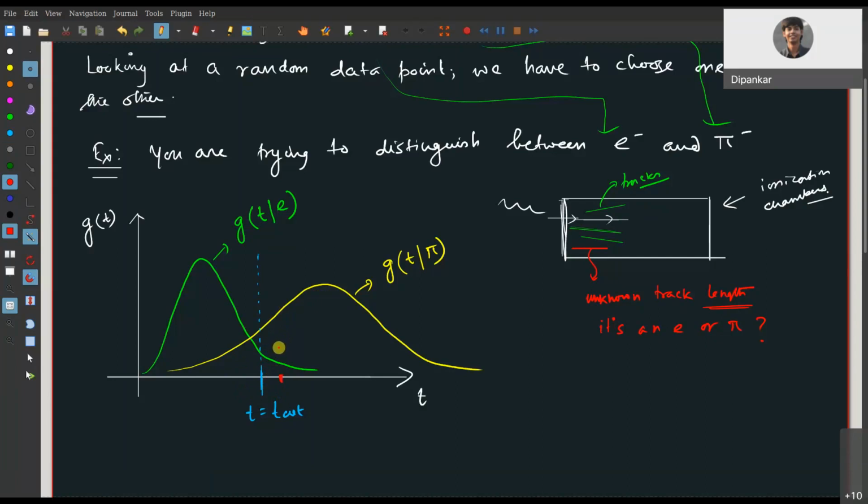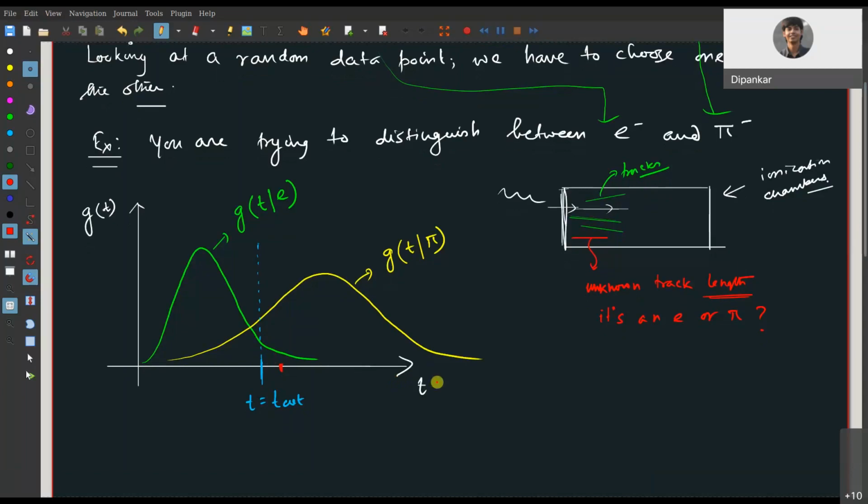So if the peaks of the two types of distribution are well separated, then you can choose a suitable cut value of the variable in question. Here t is the random variable, so you can choose a cut value of the random variable. So suppose e is my H0, then if the observed value of t is greater than t cut, then you reject H0 in favor of H1.